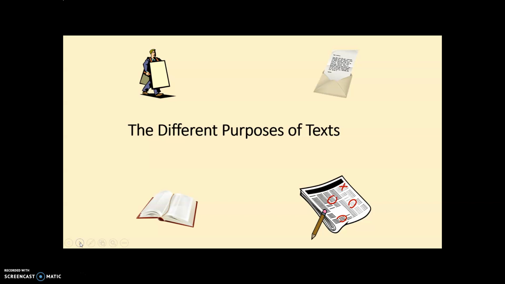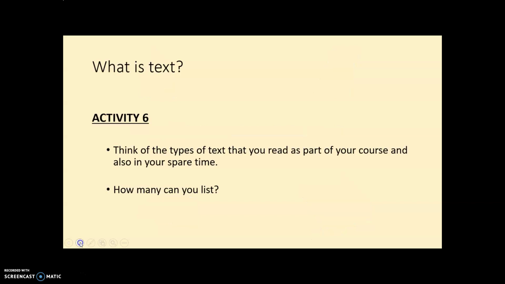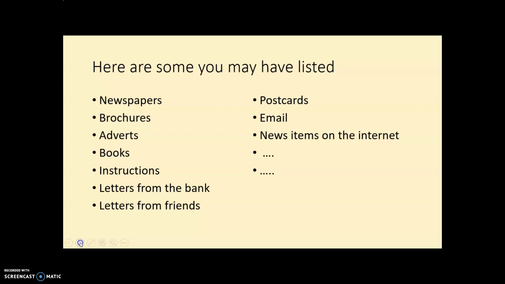So let's just look at the different purposes of text. What is text? So activity 6 here: think of the types of text that you read as part of your course or in your spare time. How many can you list? Can you write down a list? So pause the video now and make a list of at least 5. Here are some you may have listed: newspapers, brochures, adverts, books, instructions. These are all types of text: emails, postcards.